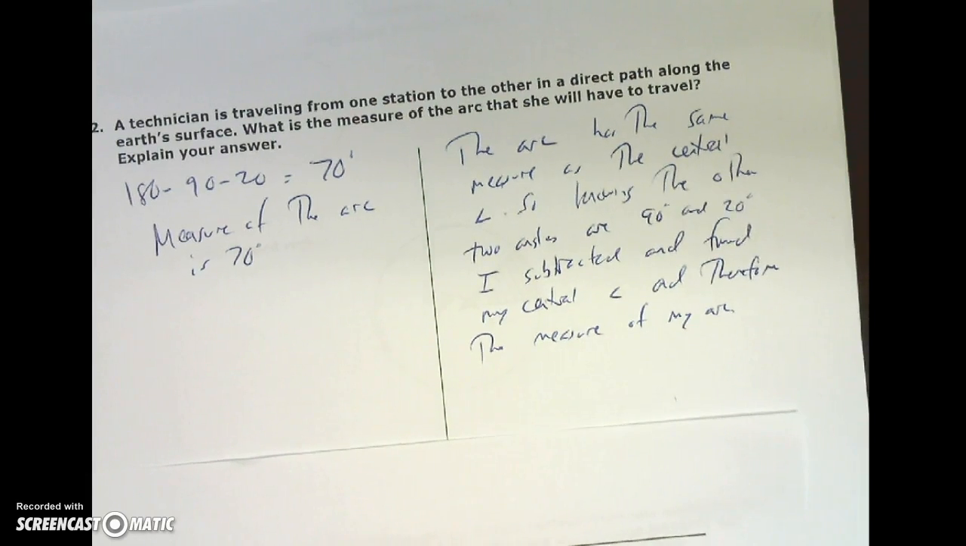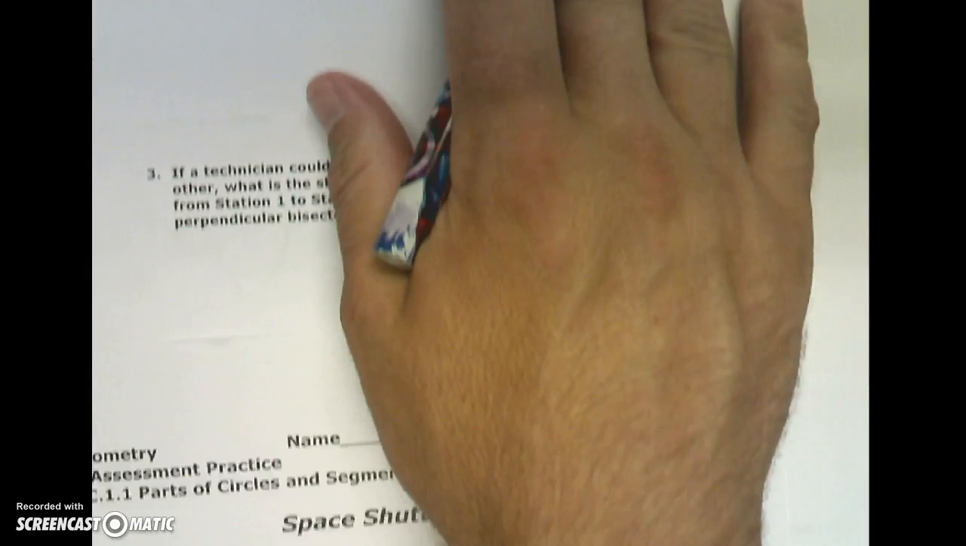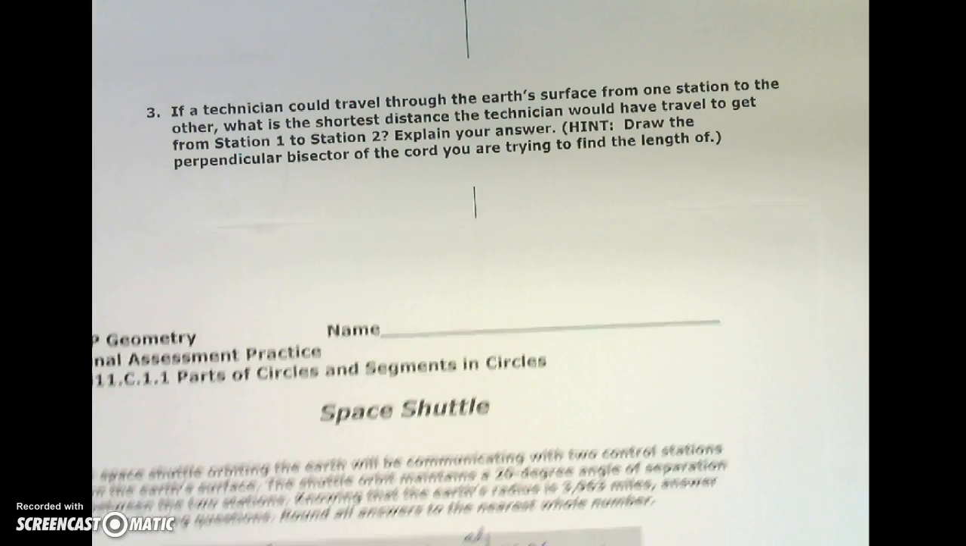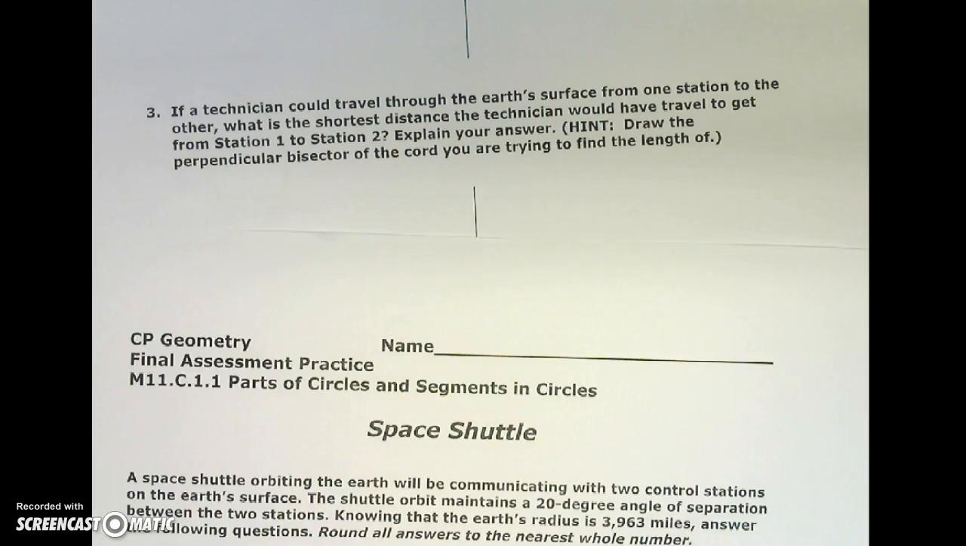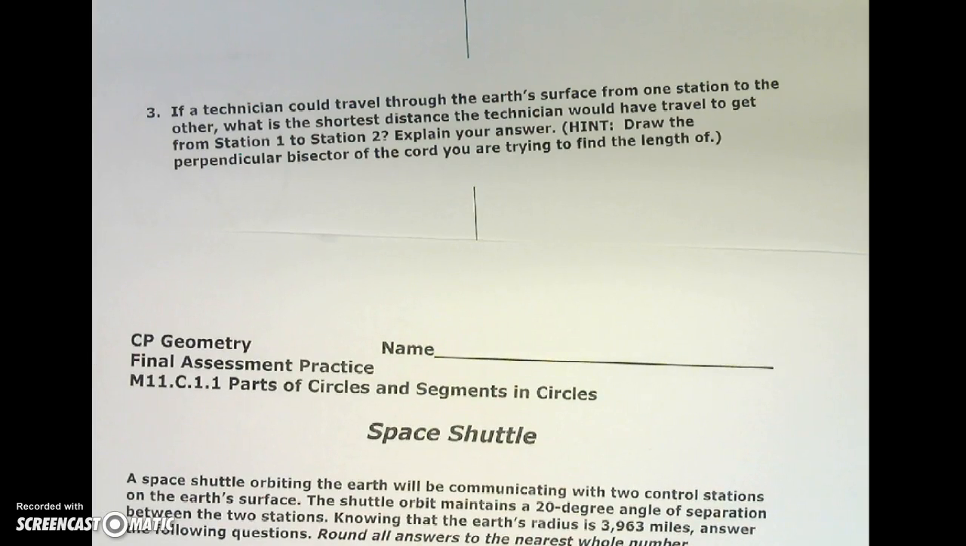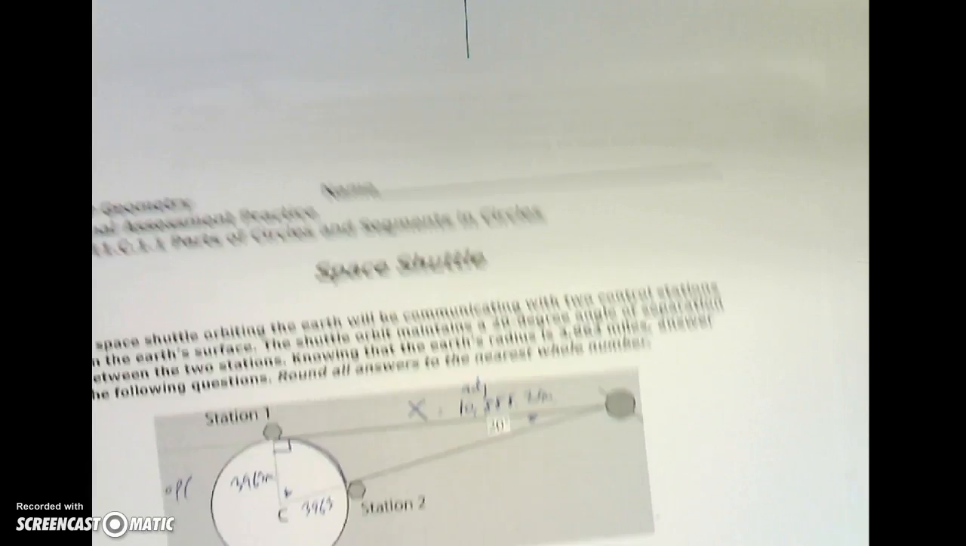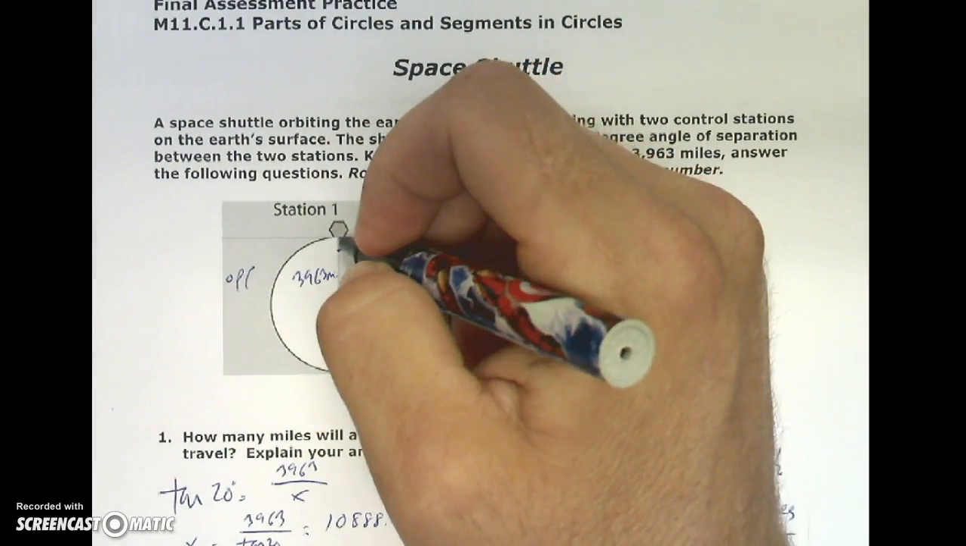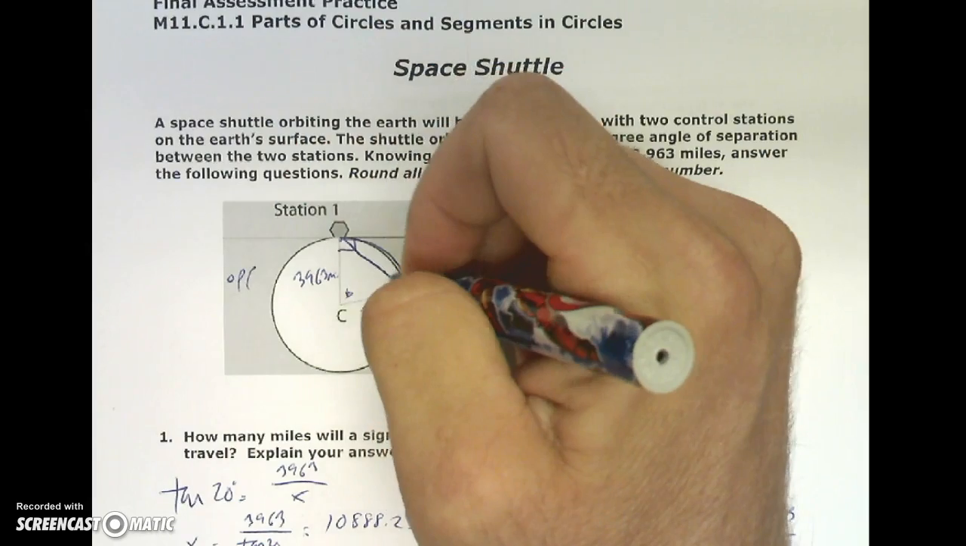Okay? Cool. One last part. If a technician could travel through the Earth's surface from one station to the other, what is the shortest distance the technician would have to travel to get from Station 1 to Station 2? Explain your answer. Hint, draw the perpendicular bisector of the chord you are trying to find the length of. Okay, so what they're saying is this. I'm trying to find the distance from here to here.